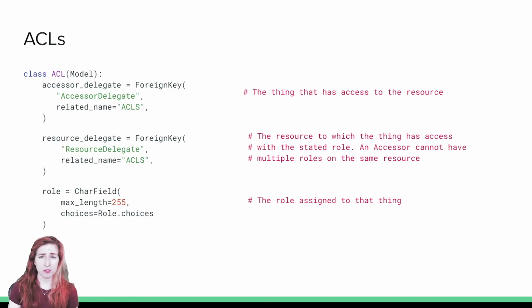We also have different roles. So you can have, for example, an admin role, a reader role, a writer role, in one giant enum, and the same type of ACLs to be used for all of those.